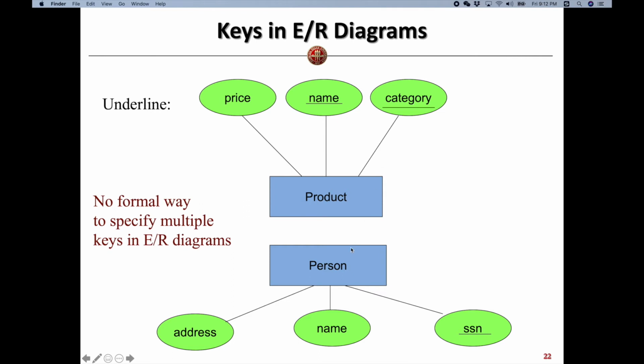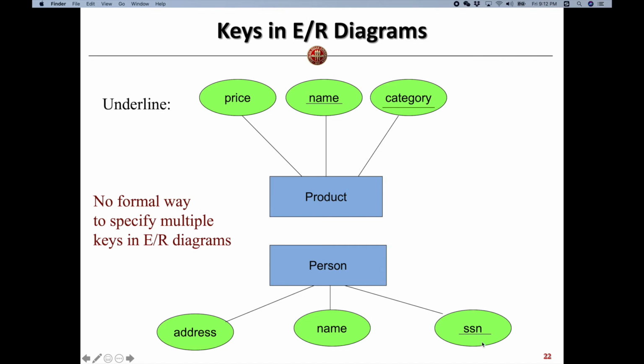So for the person, according to the previous page, we have different choices to define a key for the person entity. Besides the SSN, we can also use the name with address, that together can also serve as a key for a person as well. However, for the ER diagram, we have no formal way to specify multiple keys. Therefore, we have to choose one key for the person entity. Here we choose SSN and we underline it to highlight it as the key.